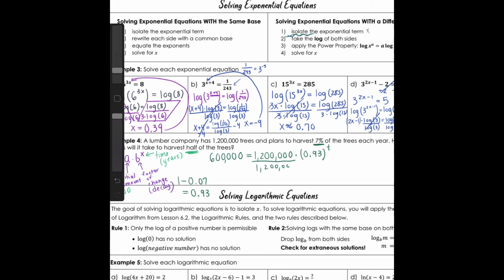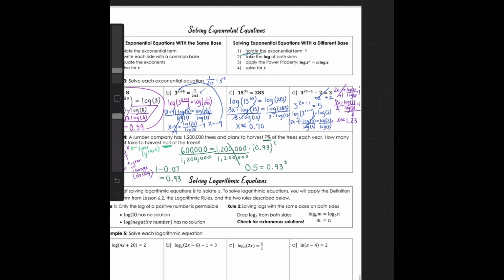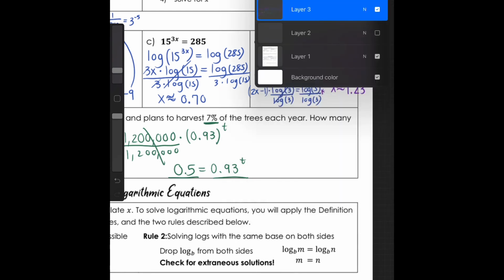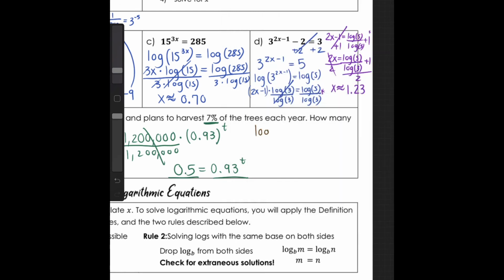So we're going to divide both sides by 1,200,000. And that division comes out to be 0.5 is equal to 0.93 to the t power. And here's where we have to use logs to actually solve this. So in order to solve this, we're going to have to take the log of both sides. So that's going to come out to be log of 0.5 is equal to log of 0.93 to the t power.